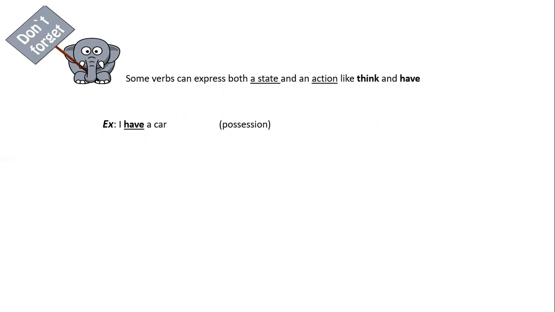And let's see when it is an action or a dynamic verb. Like, I am having dinner. I'm having dinner. It means eating or taking. So I'm expressing that I'm eating or taking my dinner now. So it is not a state verb. It's an action verb.